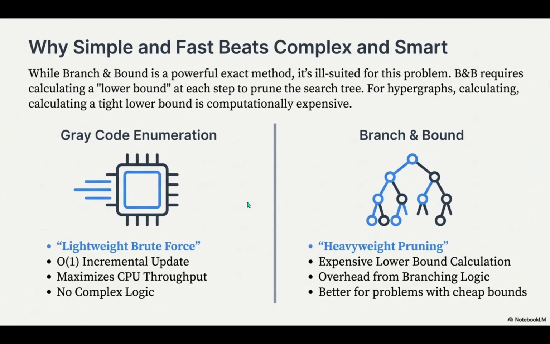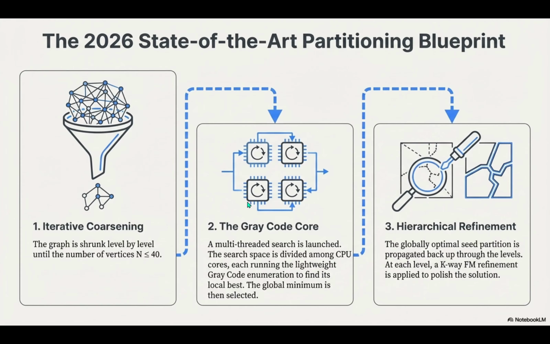No guessing. Okay, so let's put this all together into the 2026 blueprint for partitioning these monster chips. It's this beautiful mix of high-level abstraction and then this incredibly precise surgical step. That's it. So, step one, iterative coarsening. Shrink the problem down using something like heavy edge matching until you hit that magic n equals 40 number. Step 2, the gray code core. On that tiny graph, you unleash a multi-threaded search. You split up those 2.7 million possibilities across all your CPU cores and find the one true global minimum, the perfect seed.